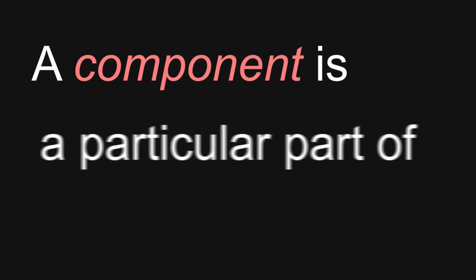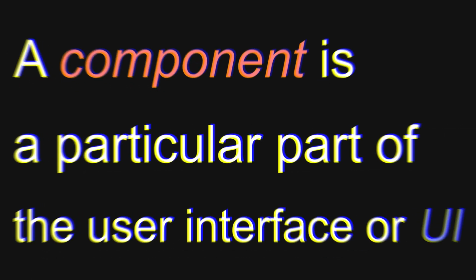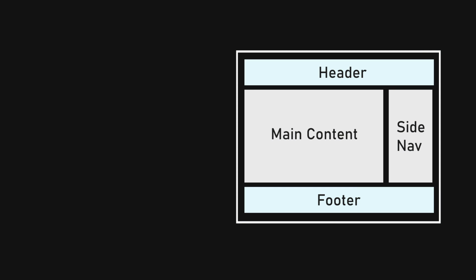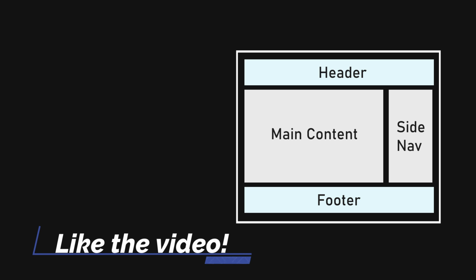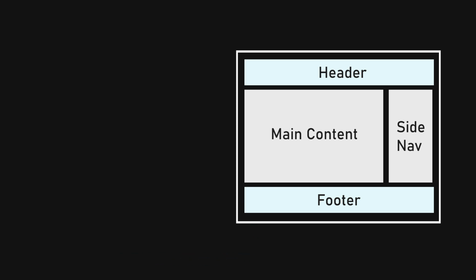A component is a particular part of the user interface or UI. Let's look at an example. This is a sample website. One is a header component, one is a main content component, one is a side nav component, and one is a footer component. Also, a root component that is containing all the components.